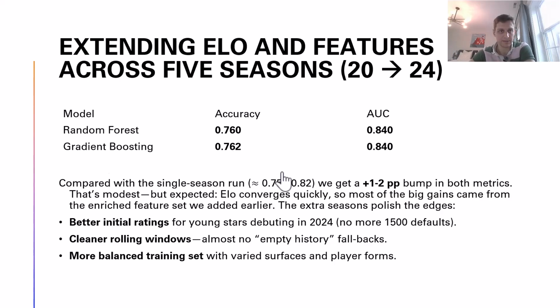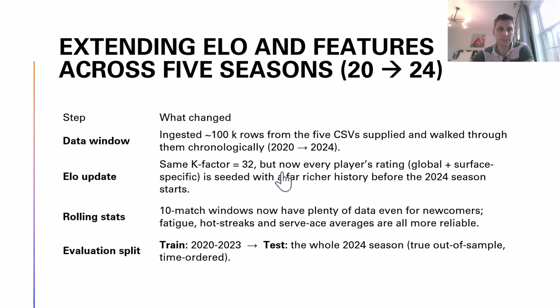So it's better data. In terms of steps, we ingest all of the 100,000 lines of the 5 CSVs, same K factor. We're going to look at 10 match windows. We have plenty of data now for newcomers. And we can also do something that was quite nice: the evaluation split is training from 2020 to 2023 and using the whole season of 2024, which is a true out-of-sample and time-ordered validation or testing set. So this is quite nice.